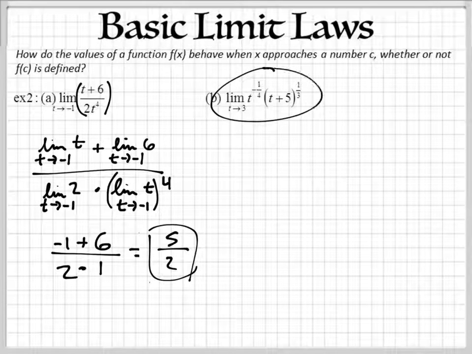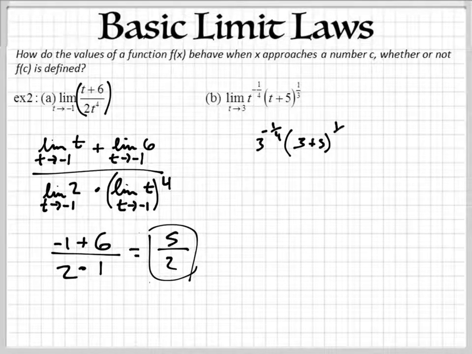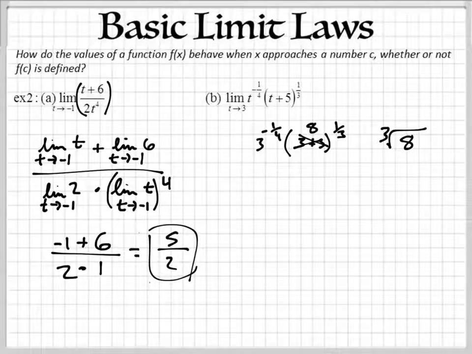For this one right here, let's just plug it in. So we have 3 raised to the -1/4, and we're multiplying that times 3 plus 5 raised to the 1/3. I'm just going to plug them in. I'm not going to split it up this time. 3 plus 5 is 8. And what is 8 raised to the 1/3 power? That is 2, because that is the same as saying the third root of 8. And so that gives me 2.